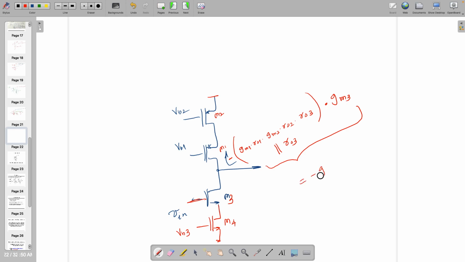Means the gain still remains GM3 times RO3 only, because RO3 is smaller than the whole quantity. Like if this is 20 volt per volt, sorry, 20, and if this is 1 kilo, this makes 400 kilo ohm in shunt with 1 kilo. So 1 kilo is the winning one. Then it's not a good idea to have it like this. So you need to keep one more transistor below the common source input.